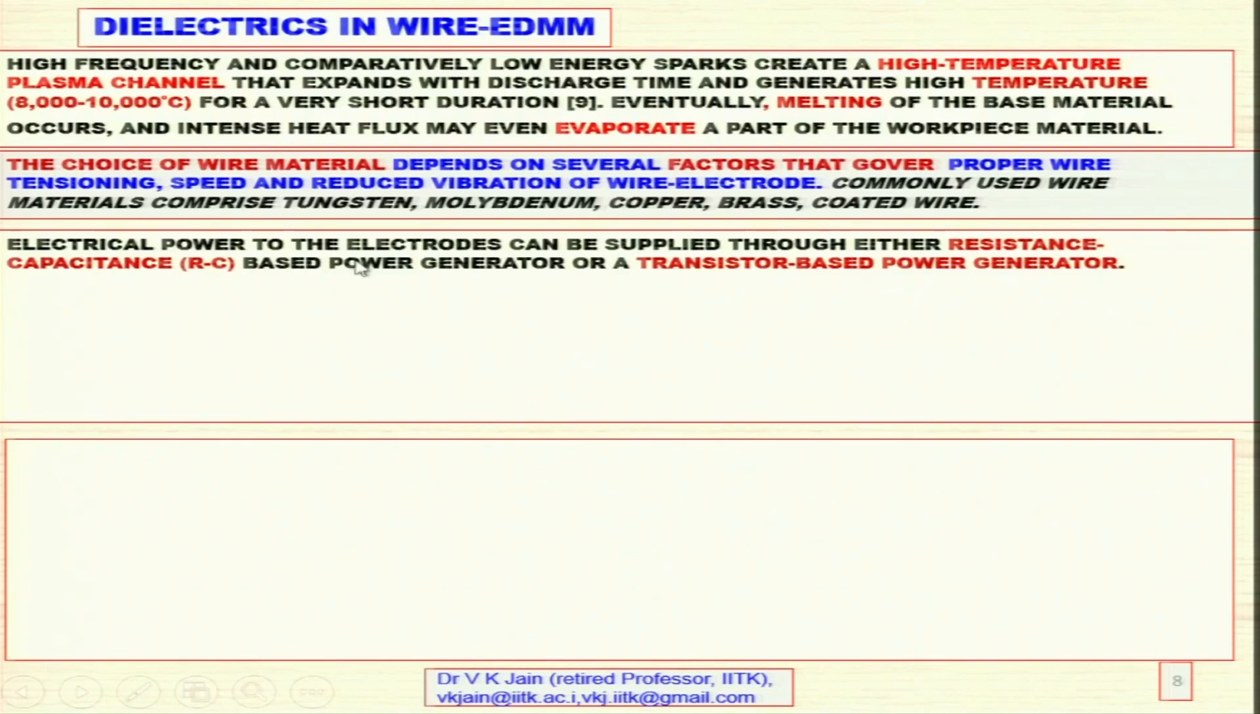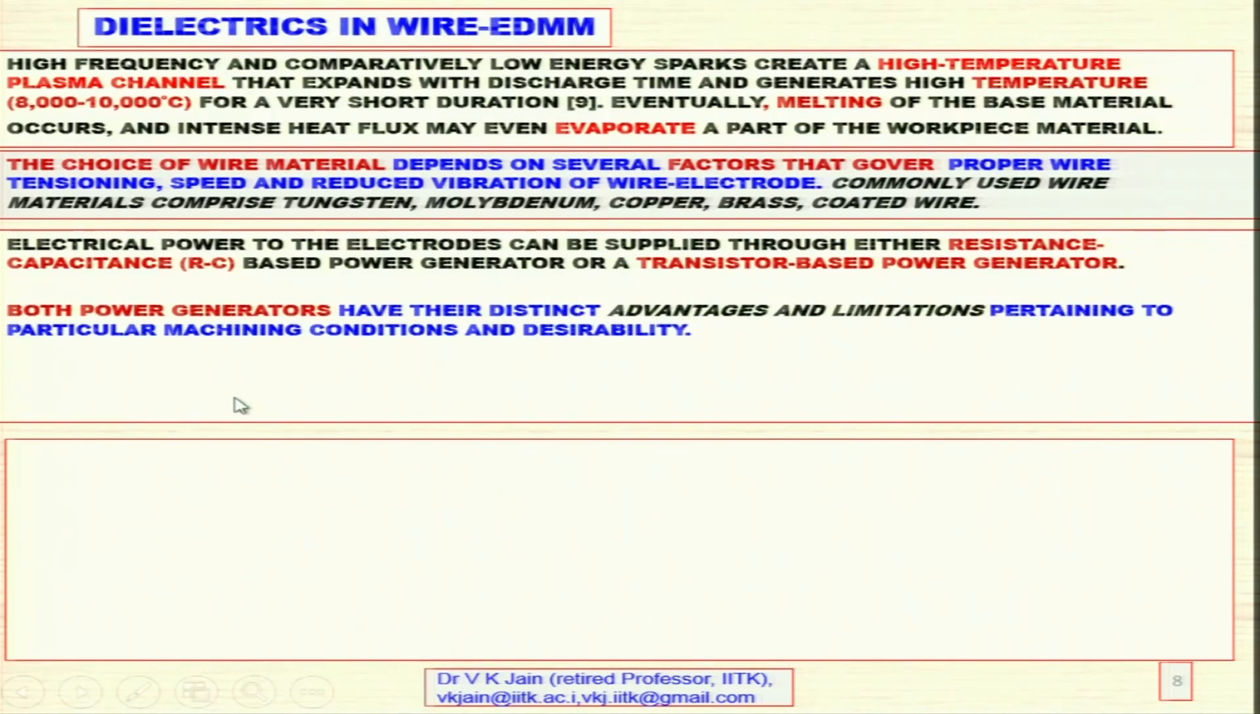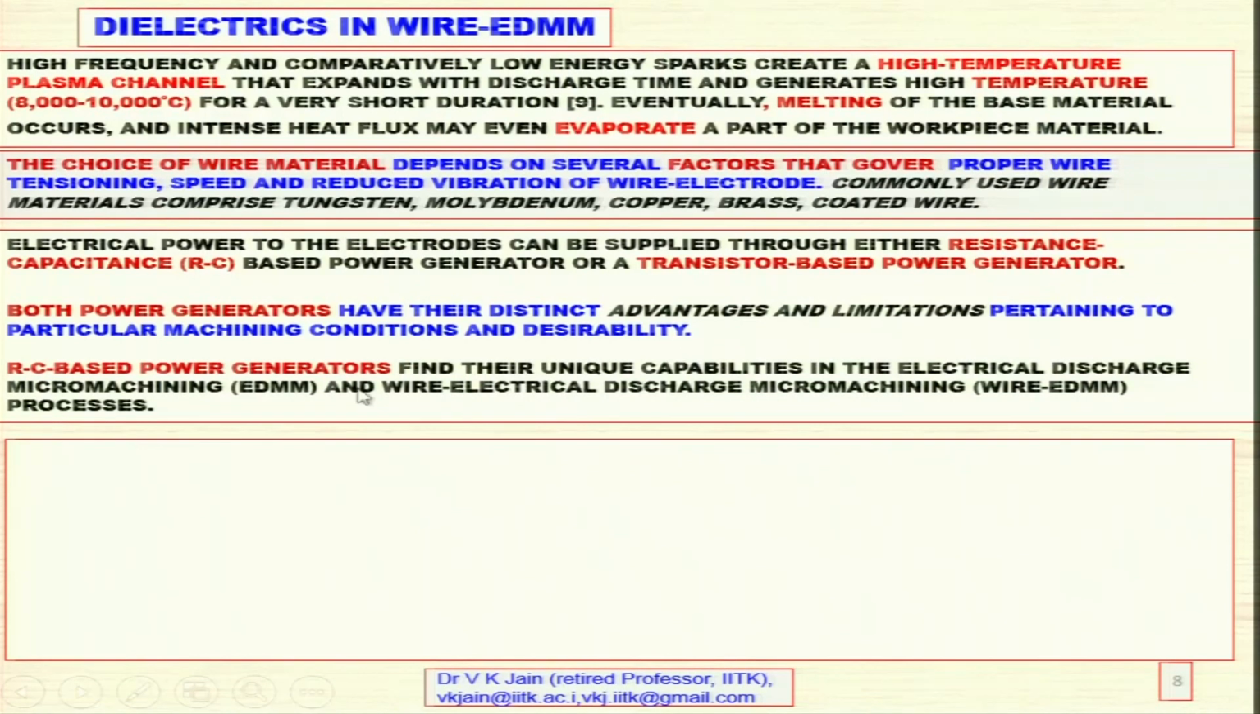Electrical power to the electrodes can be supplied through either a resistance-capacitance based power generator or a transistor based power generator. Both these power supply systems have their own merits and demerits. Some of them we will see later on, and some of them I have already discussed in the chapter on EDMM, that is electric discharge micromachining. Both power generators have their distinct advantages and limitations pertaining to particular machining conditions and desirability.